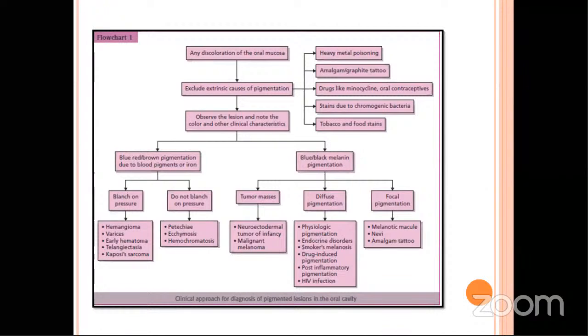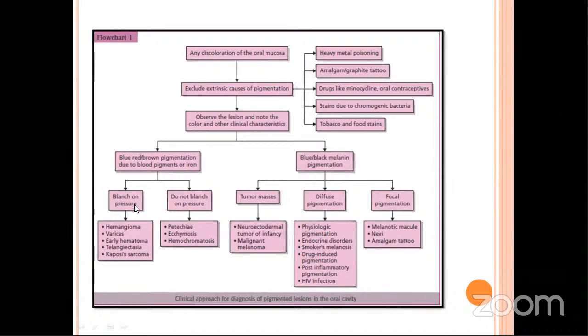Okay, and followed by that, if there is only focal pigmentation, the most common focal bluish black pigmentation is melanotic macule, most commonly seen in females. And if it is tumor associated, it is malignant melanoma, or in infants it is neuroectodermal tumor of infancy. Okay, in this none of them fall. The extrinsic pigmentation means metal poisoning or due to any amalgam tattoo or presence of any chromogenic bacteria or food stains. You should think about this.